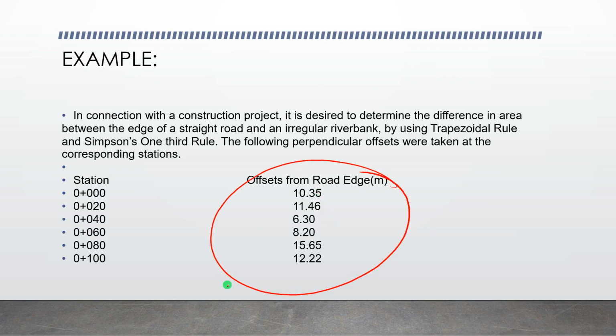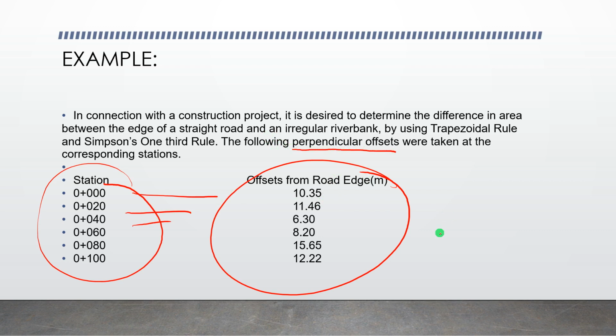Given are the offsets from road edge, and these are stations. So what we mean by the offsets here are the depth of the riverbank at each station. Okay, because it is said there that these are perpendicular offsets.